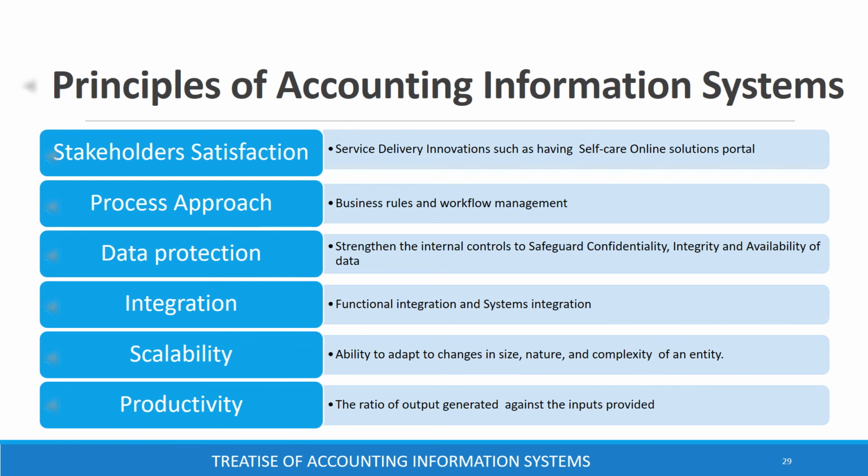An accounting system should be able to integrate all accounting functions within an entity and should also be able to integrate with other systems. Scalability means ability to adapt to changes in size, nature, and complexity of an entity. An accounting system should be able to adapt to an increase in number of customers, suppliers, assets, branches, and departments with only a few configurations. Productivity is the ratio of output generated against the inputs provided. Accounting systems enhance efficiency and effectiveness of accounting personnel by making them more productive.